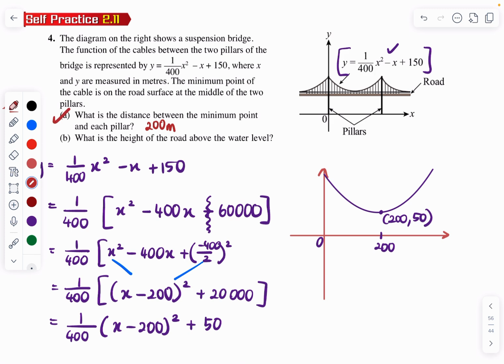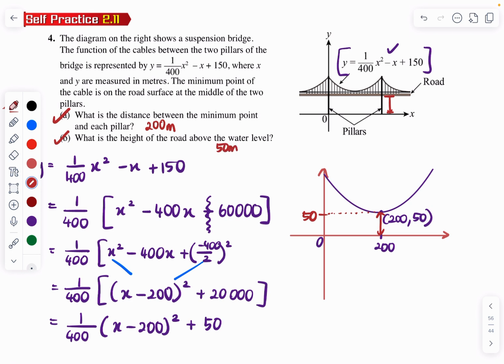Right. Next, B. What is the height of the road above the water level? Okay, so they want us to find this height. So from here to here is 50 meters. Therefore, B will be 50 meters.